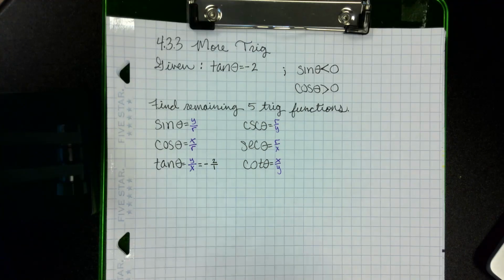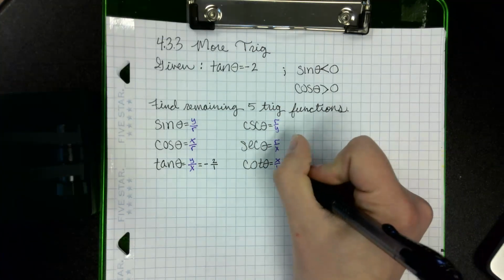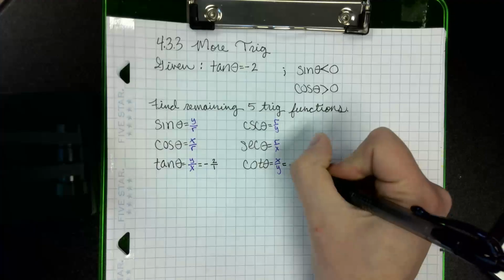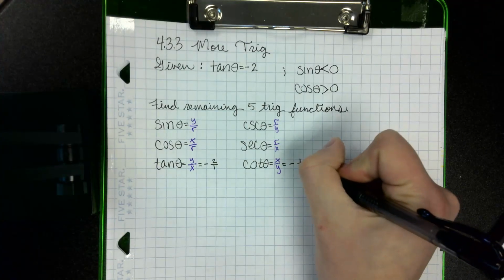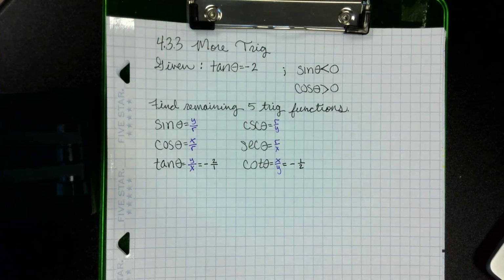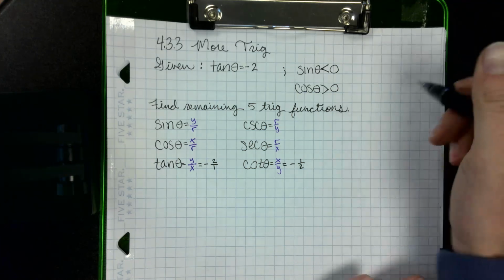So to figure it out, we need to use this other given information before we can fill in the rest of all of this stuff. And we could do cotangent. We know that. It's going to be -1/2. But again, we don't know which one is negative, the 1 or the 2. So we can't do any of the other 4.